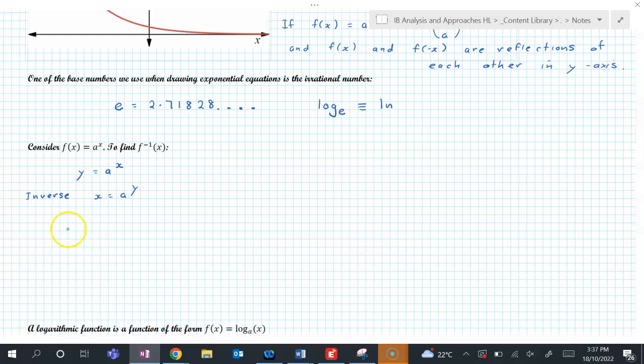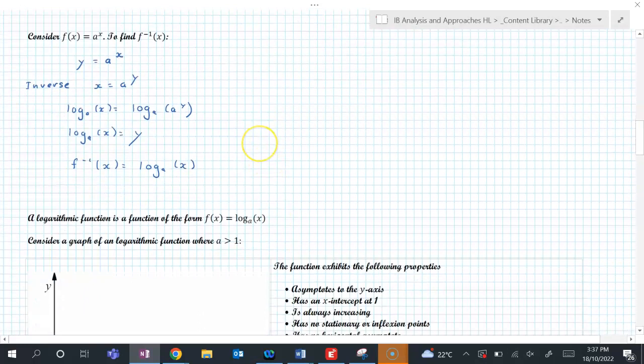So let's take the log of base a of both sides. So that we have log of base a of x is equal to log of base a of a to the power of y. And so I can say, okay, well that's log of base a of x, and the log and the a kind of negate each other, and so y is equal to log of base a of x, and so my inverse function is log of base a of x. So a to the power of x and log of base a of x are inverse functions.